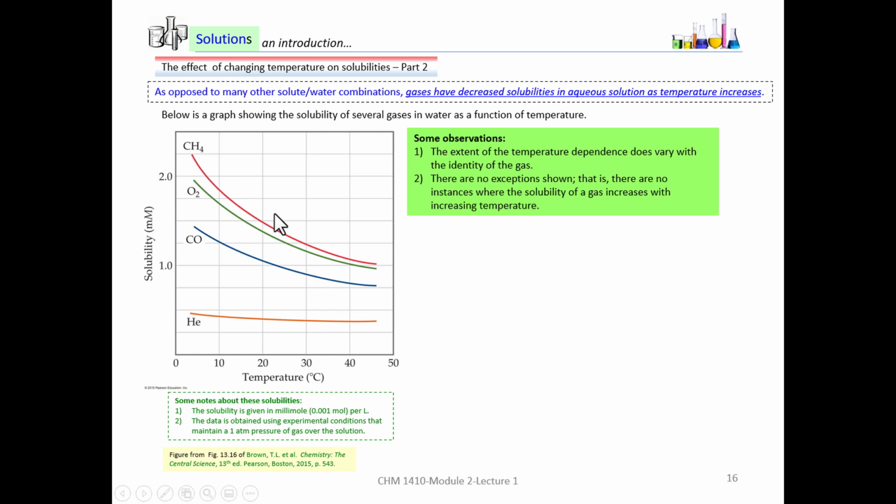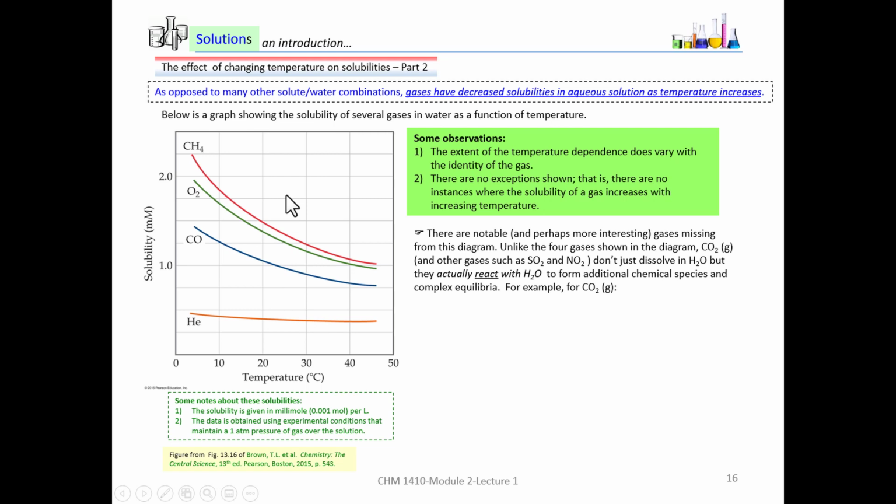There are no exceptions shown. That is, there are no instances where the solubility of a gas increases with increasing temperature. And I guess we just have to state that as a general premise that you can pretty much expect that, since we're only showing 4 gases here.